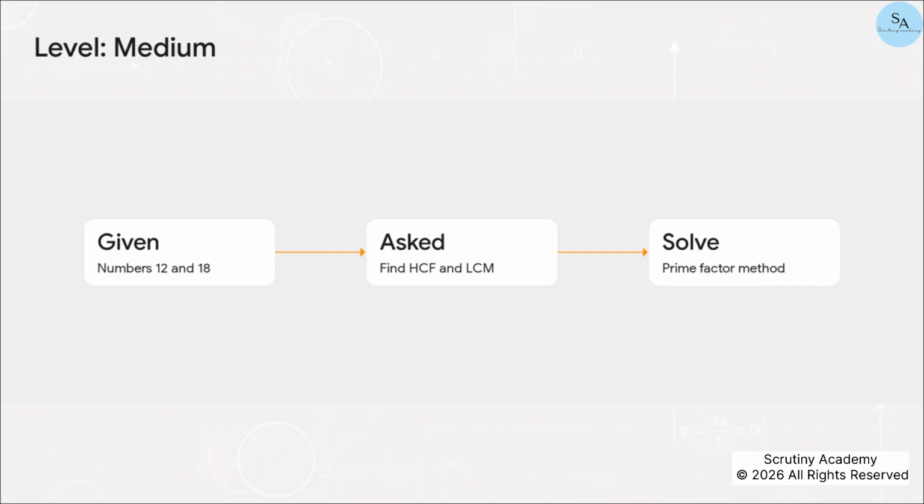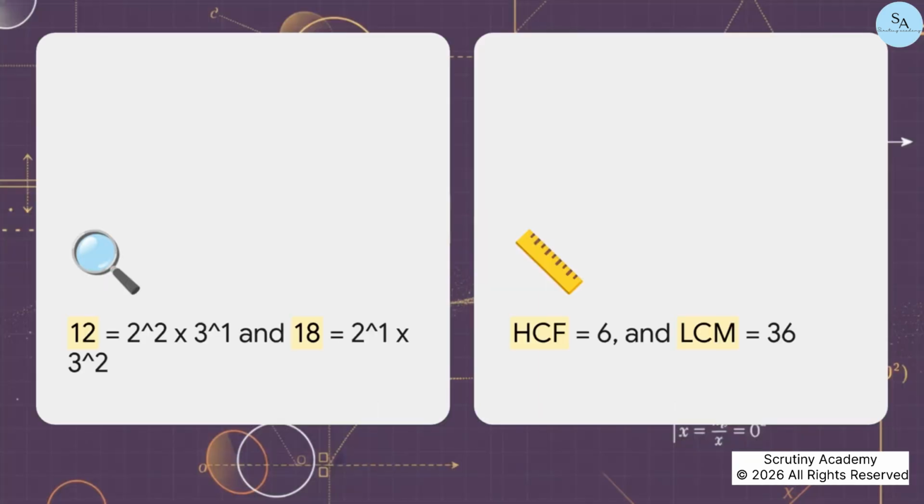Now, deep breath. Don't worry about memorizing complex formulas just yet. HCF and LCM just use the exact same prime fingerprints we already know how to find. Let's solve it. First things first, let's write out those fingerprints. 12 is 2 squared times 3 to the power of 1, and 18 is 2 to the power of 1 times 3 squared. Now, the absolutely crucial point here is understanding why the rules for HCF and LCM actually work.